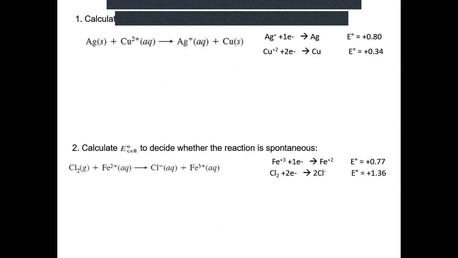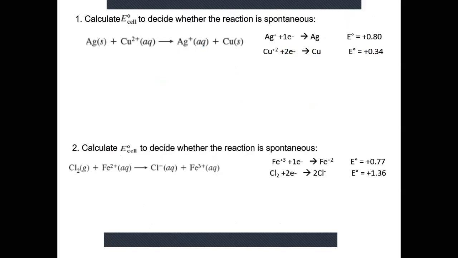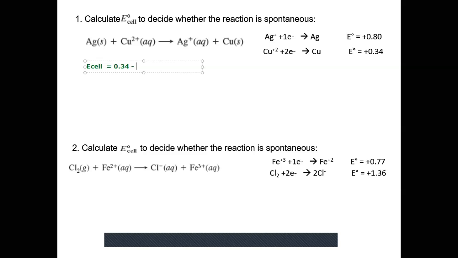So now we want to calculate the cell potential for each of these reactions and determine whether it's spontaneous. Again, if it's spontaneous, the E of cell will be positive. So we look at the first one, we see silver is oxidized, copper is reduced. So copper is 0.34 minus, silver is oxidized, minus 0.8.